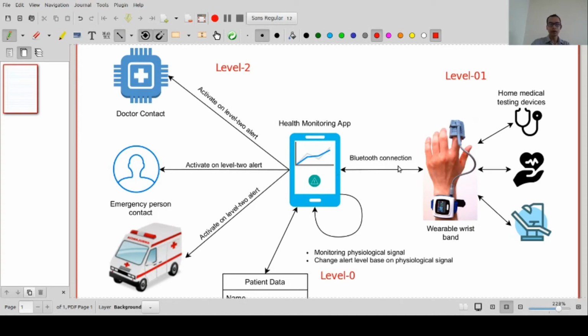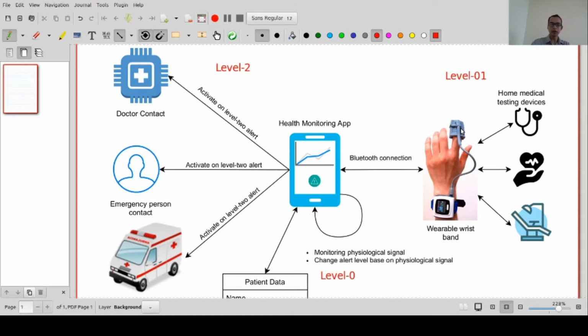So by extension, this wearable wristband could extend its connectivity to, for example, the heart rate test we can put on the finger, or even some testing equipment like blood or sugar testing. So this is the interfacing of the hardware.